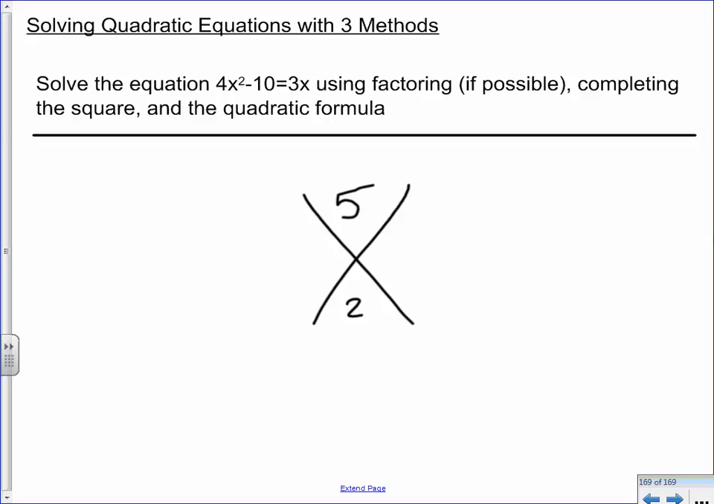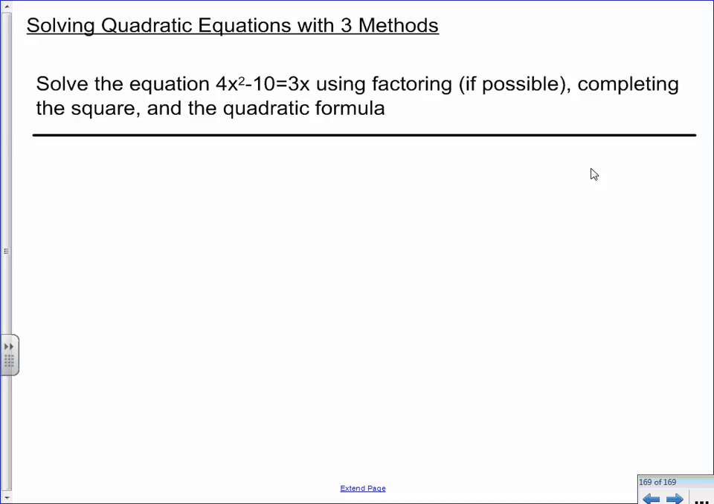Or it's -1 and -5, I guess, multiply to 5. Do those add to 2? Nope, that doesn't work either. And there's no other integers, whole numbers, that multiply to 5. So we'd kind of be stuck with factoring at this point. So you will run into cases where it is not possible to factor. That's why I have up here using factoring if possible. Always got to check to see if we can do it. Okay, so let's take this equation, 4x squared minus 10 equals 3x, and solve it in these three different ways.